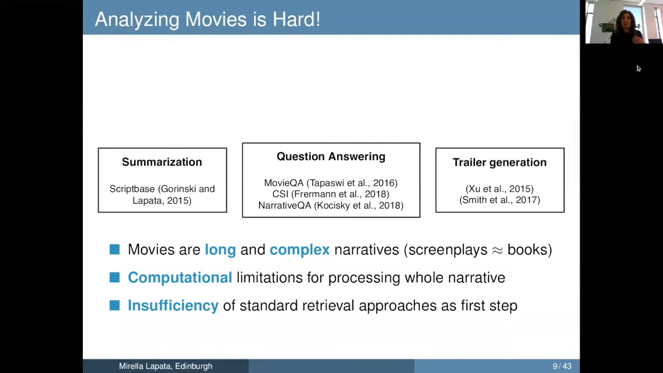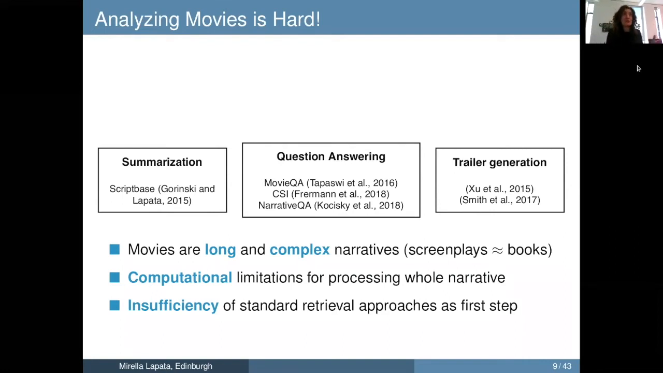The reason why this is all super hard is because movies are very long and complex narratives. They're not stitched together. There are scenes, and scenes have dependencies. Movies are non-linear in the narrative sense, so there are flashbacks. All of that has to be taken into account when you're analyzing the content of the movie.